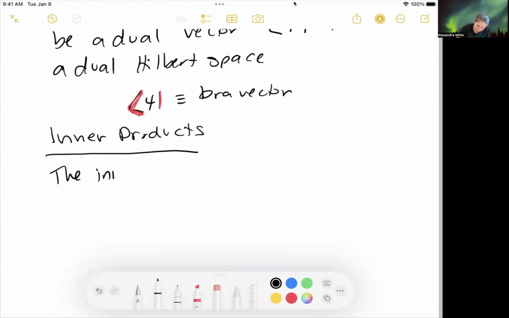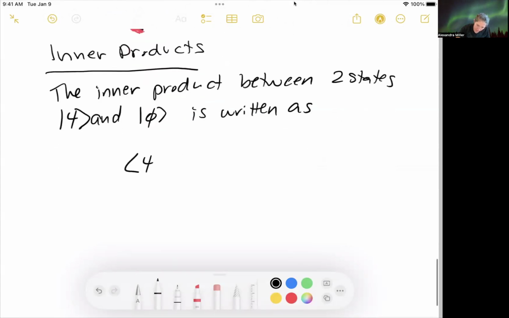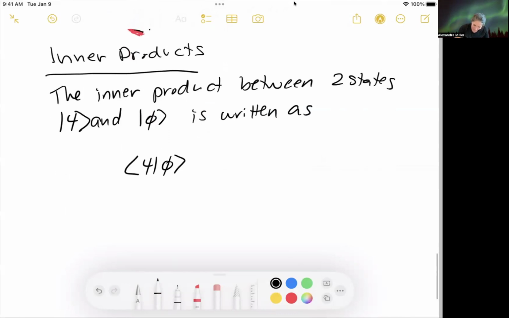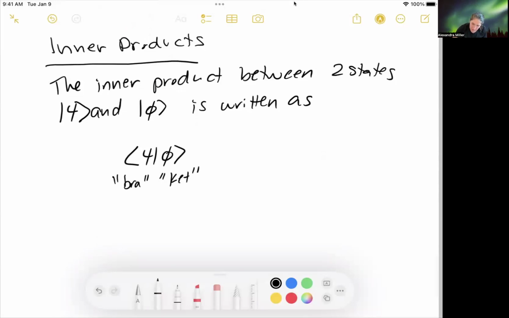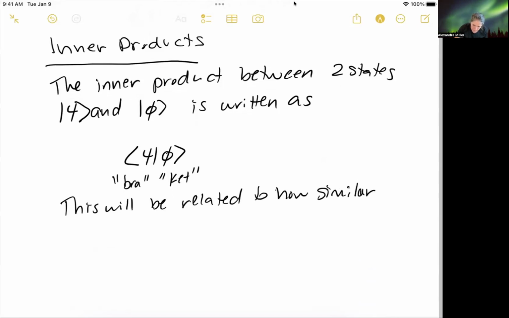So the inner product between two states, psi and phi, is written as bra psi, ket phi, where this, read aloud, says bracket, which is the origin of these silly names we have. And what this inner product ultimately is going to be associated with is how similar these two states are.